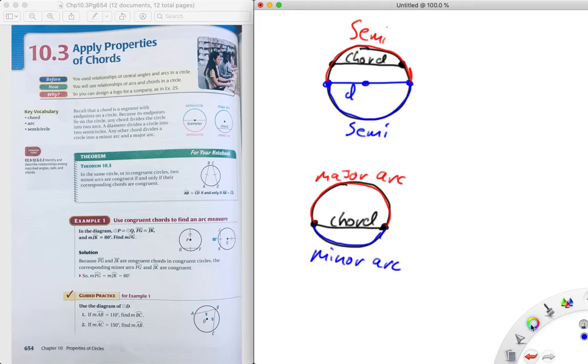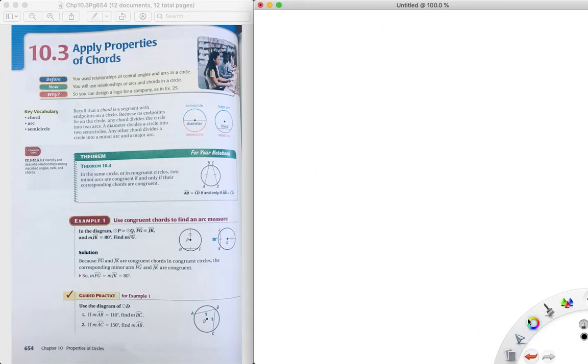So that leads us to theorem 10.3. What theorem 10.3 says is that if we have the same circle or two congruent circles, and the chords are the same, then their arcs are the same.